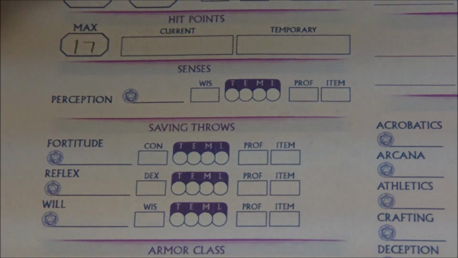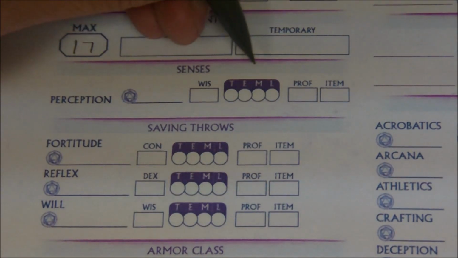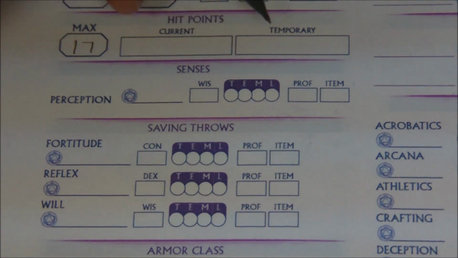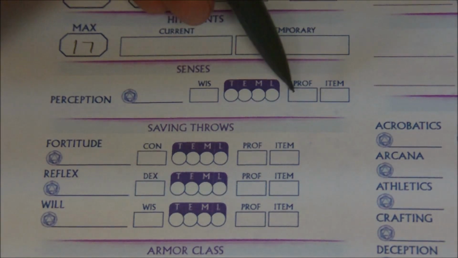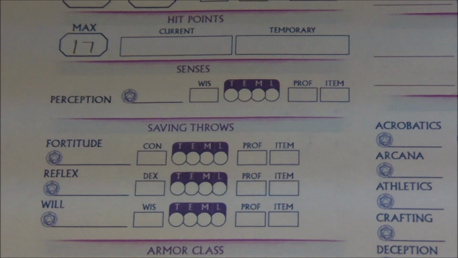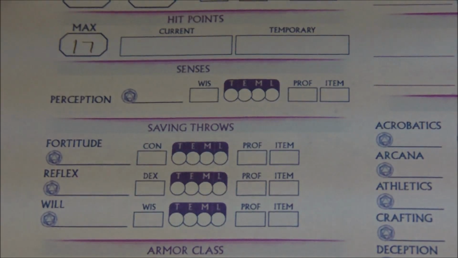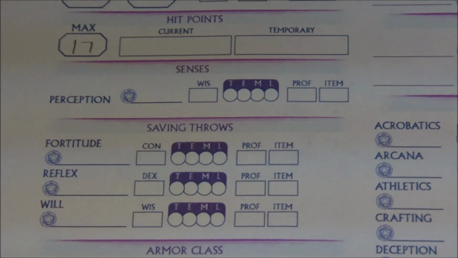Our perception, we are considered to be trained to the expert level in perception. So they got T, E, M, and L. So trained, expert, master, and legendary. And the way that the proficiency bonuses work in this game, if you're untrained in it, you get a penalty of -2 plus your level. If you're trained, your proficiency bonus is equal to your level. If you are considered an expert, it's 1 plus your level, and if you're a master, it's 2 plus your level, and if you're legendary, it's 3 plus your level. So nothing is going to be beyond expert at this point in time.